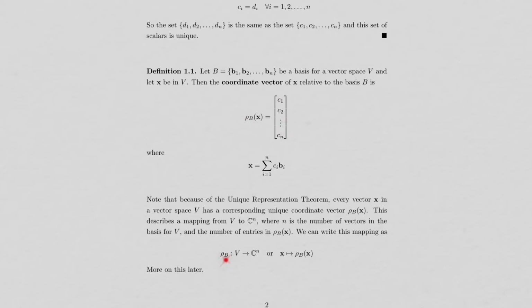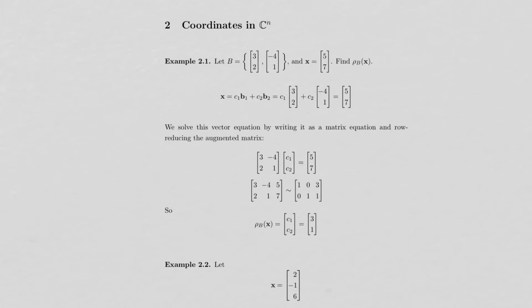So we'll define a mapping called rho sub B from V to Cn such that rho of x is equal to this coordinate vector, and it'll turn out that that's an invertible linear transformation, and it will be very useful. First, though, let's do some examples.